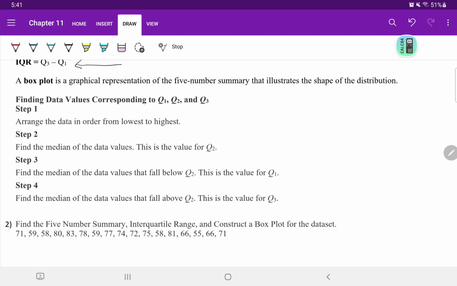Step 3, you want to find the median of the data values that falls below Q2. And the median of the data values that are below the 2nd quartile will be the 1st quartile. And step 4, you want to find the median of the data values that are above the second quartile. And the median of those data values will be quartile 3. And it's easy for us to identify the smallest value and the largest value because that will be at the ends of our data set.